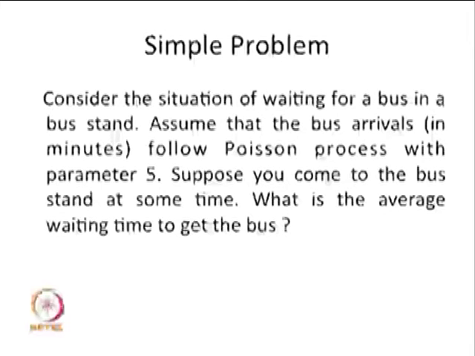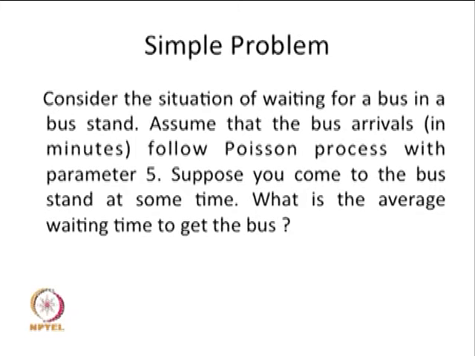Suppose you come to the bus stand at some time, what is the average waiting time to get the bus? When you land up at a bus stand, there is a possibility the bus would have come some time before. The time at which the next bus is about to come, you are going to take that bus, and till that time you are going to wait at the bus stand, that is the waiting time. So, the waiting time is a random variable, a continuous random variable. The question is, what is the average waiting time? One can find out the distribution of the waiting time also.